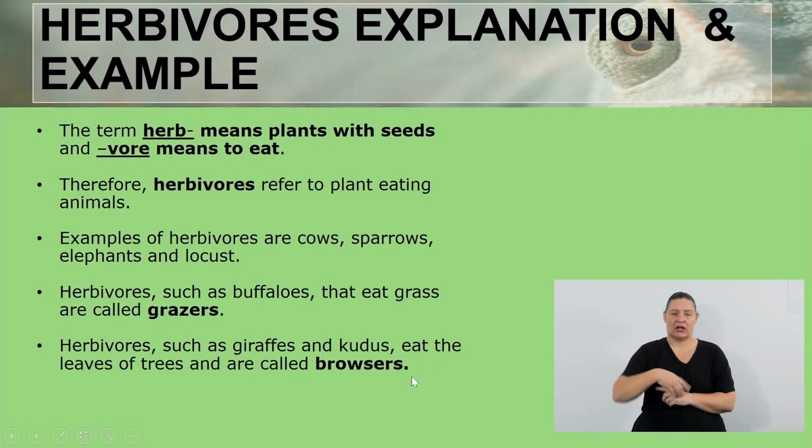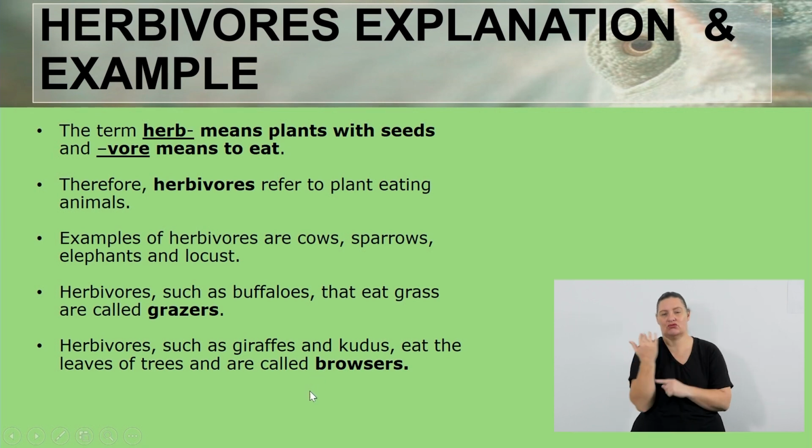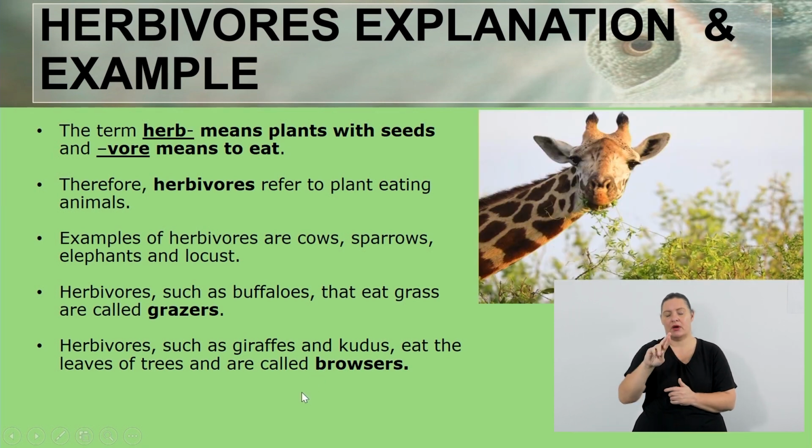And then we have herbivores such as giraffes and kudus. These eat leaves from the trees, so we call them browsers. So here's an example of a browser, a giraffe. So we have two types of herbivores. We have grazers, which eat grass, and then we have browsers, which eat leaves from trees. So that is our first type of consumer.